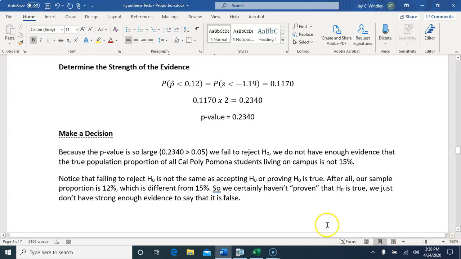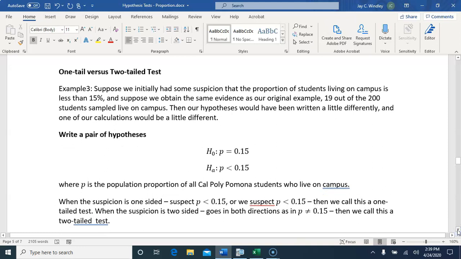So in this case, just because we have decided that we're going to fail to reject H0, we did get a p-hat that is not equal to the claim of 15%. So even though we failed to reject H0, that doesn't mean that we've proven H0 is true. We just don't have strong enough evidence to say that it's false. Okay, here's another variation, one-tailed test versus two-tailed test.